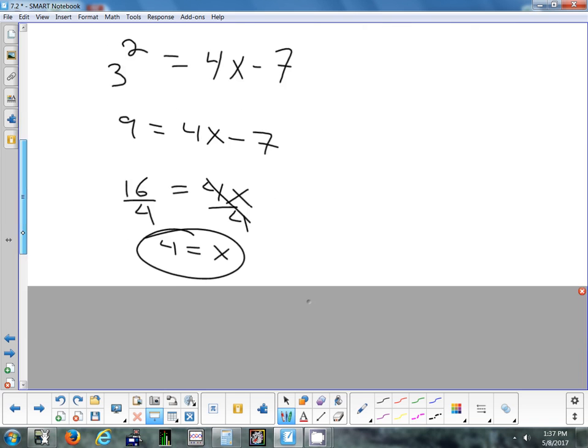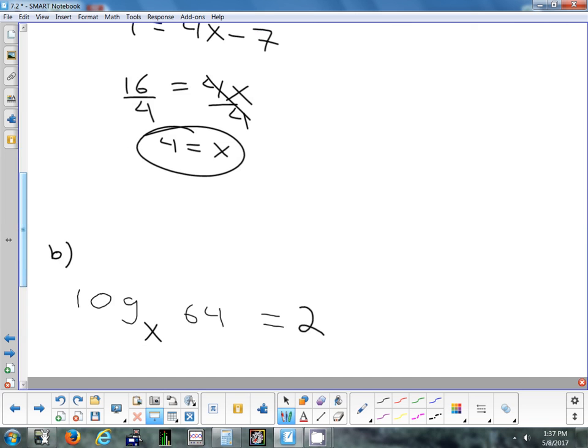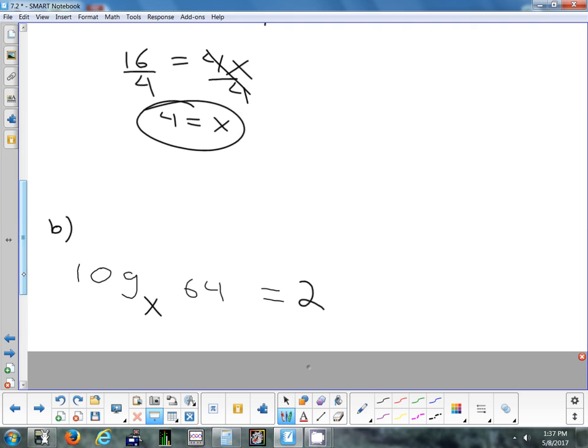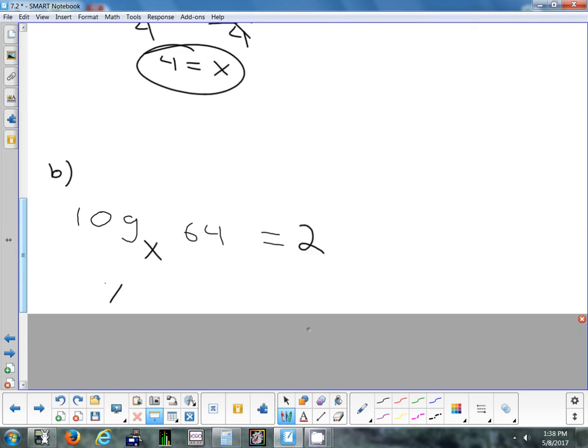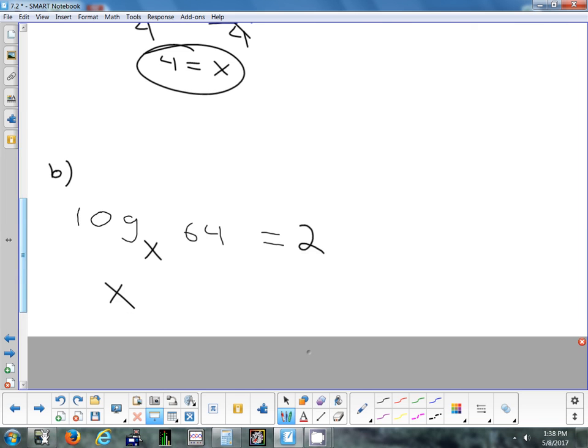Okay, second type. Variable is going to be in the base. Log base x of 64 equals 2. Okay, Cassidy, what's my base? X. How about Heaven? What is my exponent? 2. Okay, and now the only thing I have left to go on the other side, how about Alex? What goes on the other side? 64.